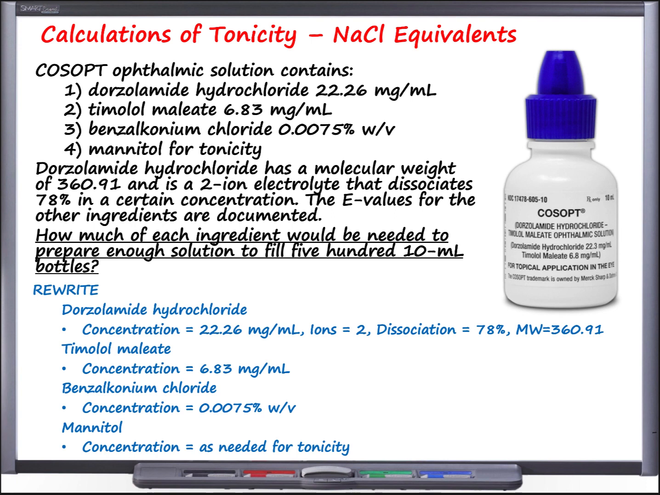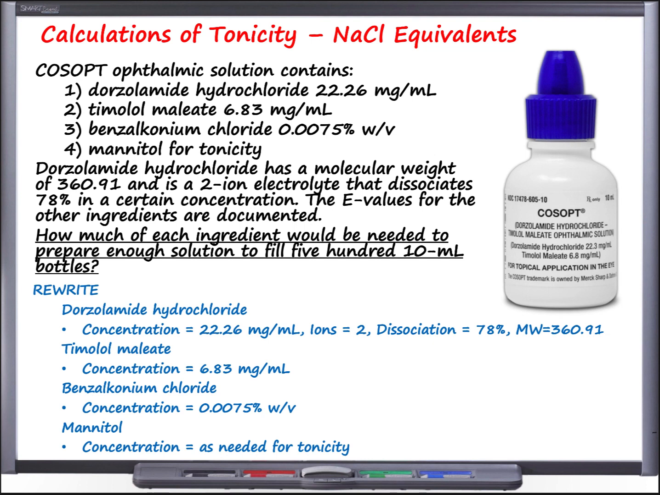It helps prevent bacterial growth or contamination. So we need a little bit of that in there to prevent that. So we need that at a concentration of 0.0075% weight per volume. And those are the 3 active ingredients. The problem is that all 3 of those active ingredients, when added up in those concentrations, may not make the final product isotonic with lacrimal fluid.